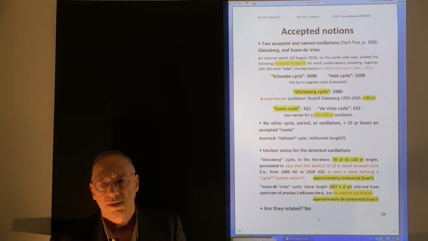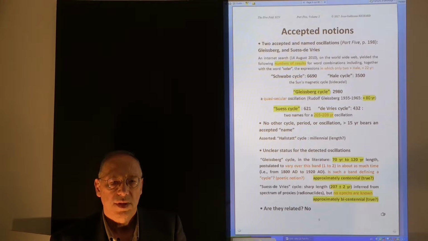The Gleisberg cycle, after Rudolf Gleisberg, who from 1935 on found a fluctuation of about 80 years. And then an oscillation with a sharp value of about 207 years, called after Hans Suess or after his colleague de Vries. No other oscillation is accepted and named in the field.